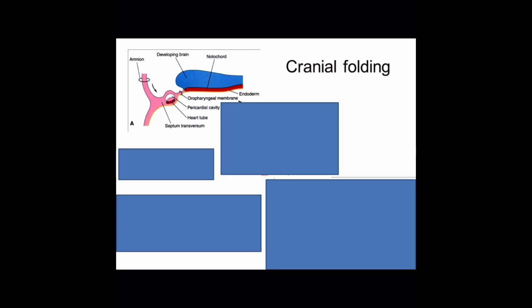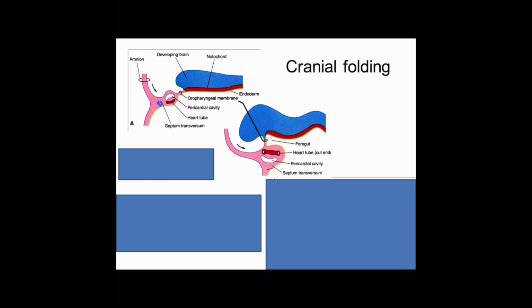Now the head fold. Understand the changes which are occurring. This is before the formation of the head fold, where this is the septum transversum. This is the developing pericardial cavity. These are the developing heart tubes. This is part of the oropharyngeal membrane, where ectoderm and endoderm are in continuation with each other, and the mesoderm does not extend in this area, and this will form the future mouth. This is the developing brain.